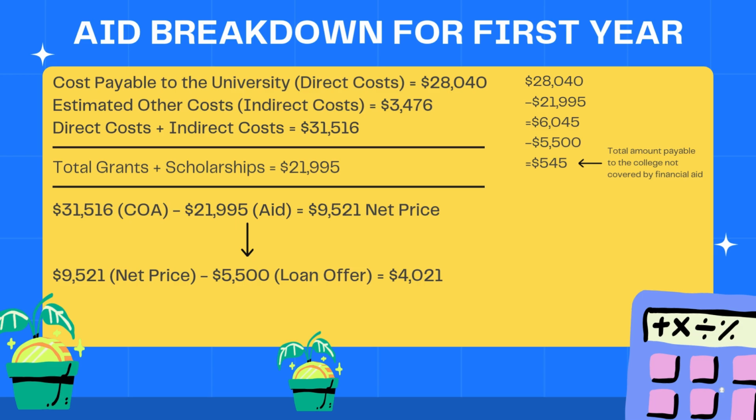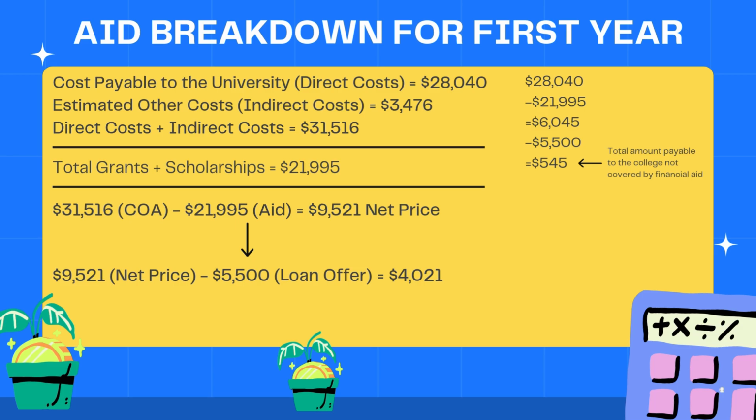So the costs payable to the university, again, those are the direct costs that includes tuition and fees and housing and food, equal $28,040 for this particular school. The school has also given us an estimate of $3,476 for those indirect costs. And whenever we add the two, we get $31,516. This is the total cost of attendance for this school. As you can see on the page, we're going to use the acronym COA for that. So just know when you see that, that means cost of attendance.